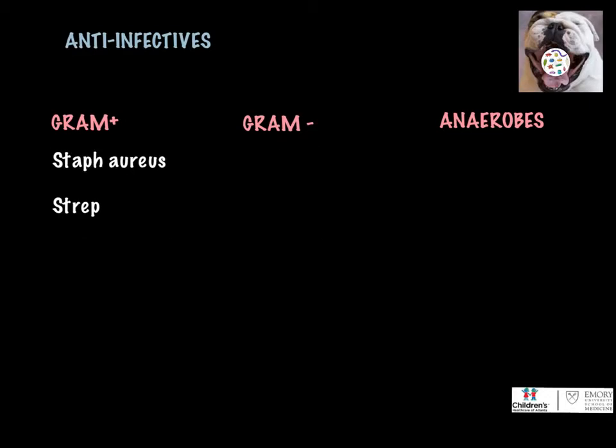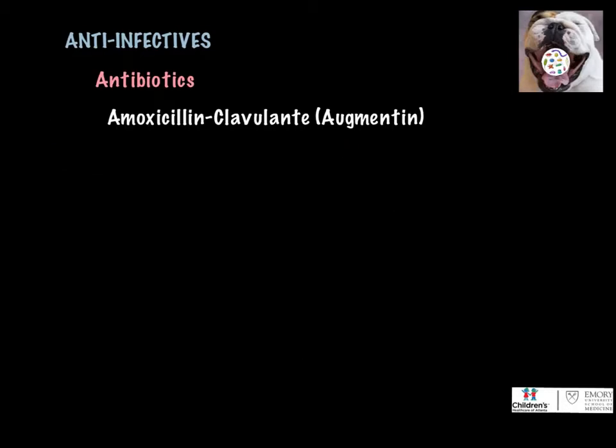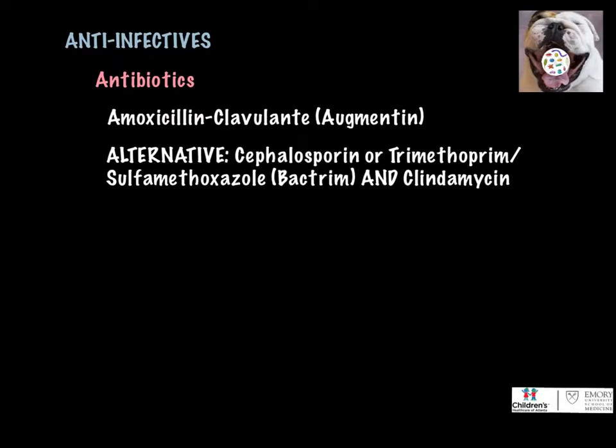For humans, again you worry about staph and strep, Eikenella corrodens, Haemophilus, and again anaerobes. To cover all of these bacteria, which antibiotic would you choose? You guessed it, Augmentin. If the child is allergic to penicillins or clavulanate, your other options are cephalosporin or trimethoprim-sulfamethoxazole, i.e. Bactrim, and clindamycin. Typically, prophylaxis for bites lasts for 3 to 5 days.